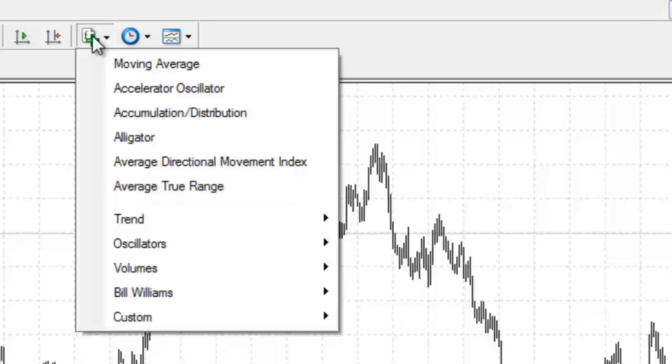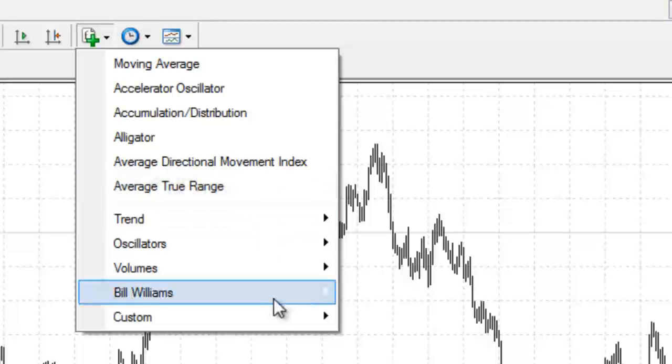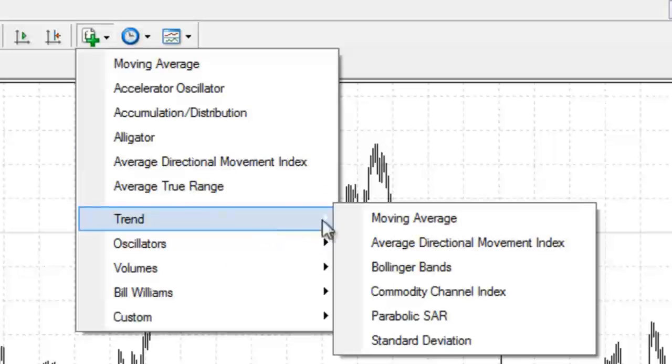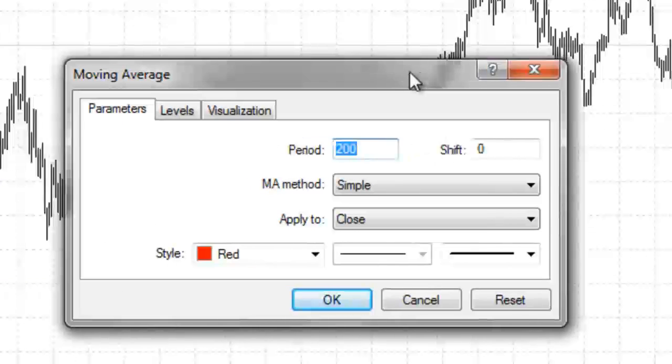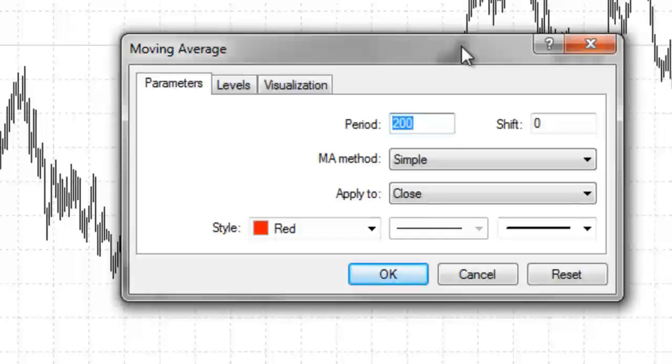If you've used the moving average recently, it will appear in this list towards the top. If not, come down the bottom and click on the trend grouping and you'll find the moving average in there. Once you click on that, a new window opens up, and this is where you can change some of the parameters of your moving average.